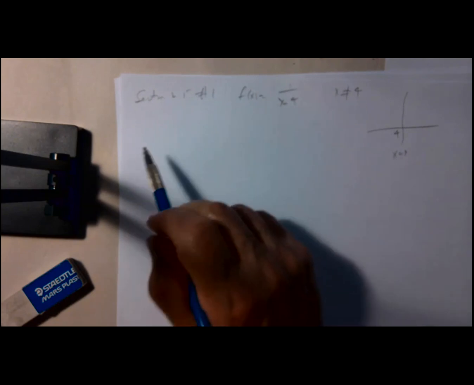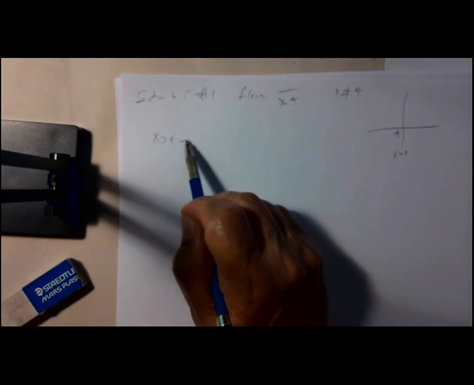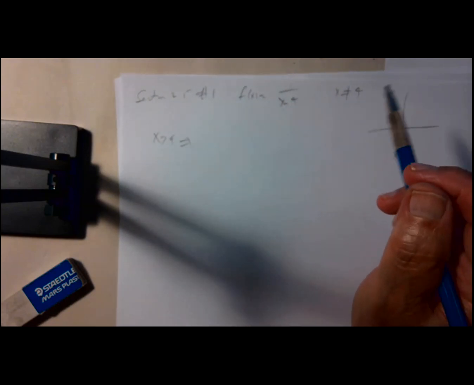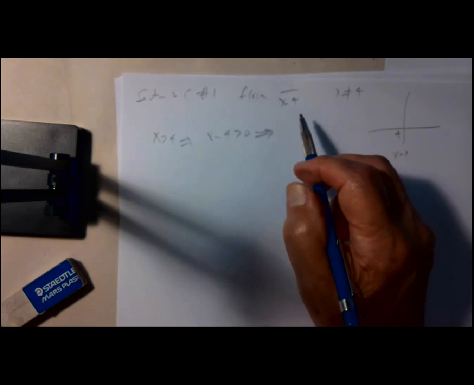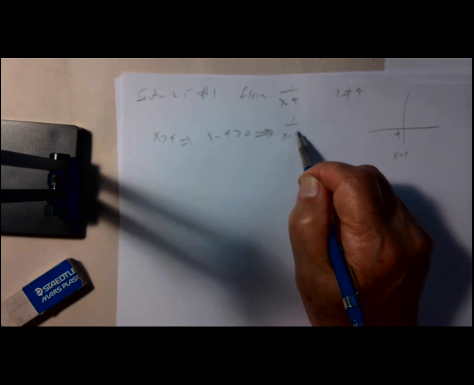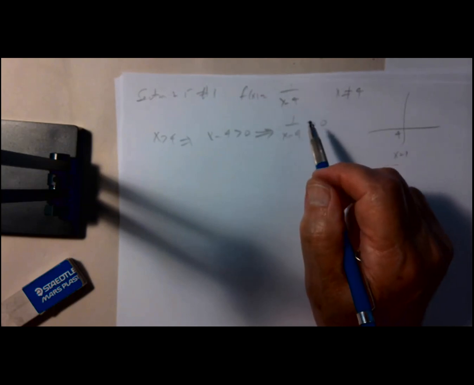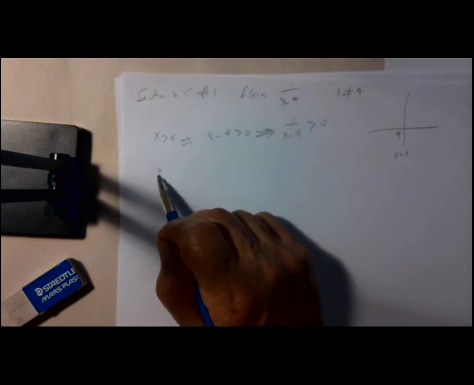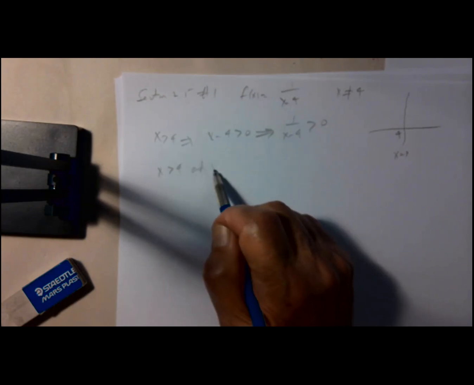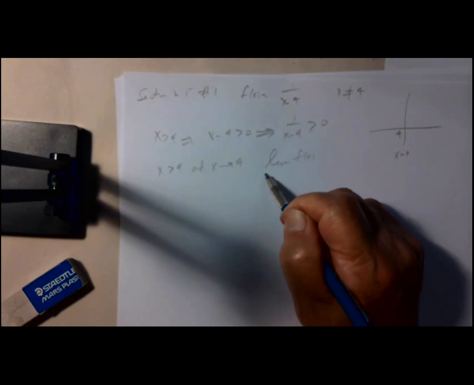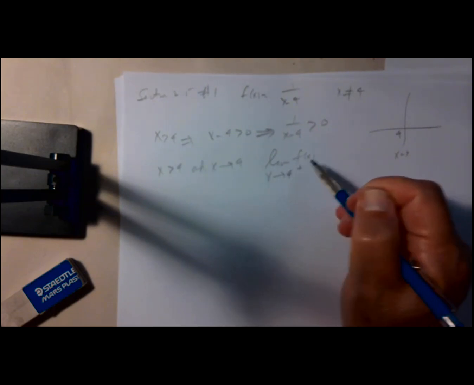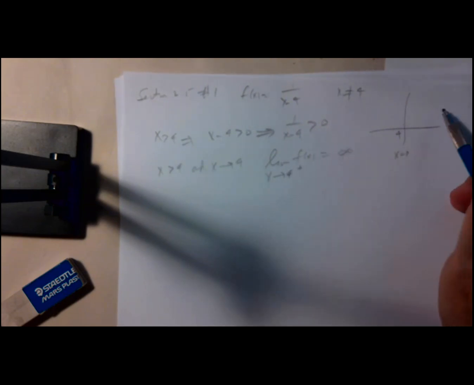If x is bigger than 4, then x minus 4 is positive. So that means that 1 over x minus 4 is positive. And if x is bigger than 4 and x approaches 4, that means the limit of f of x as x goes to 4 from the right is going to be plus infinity.